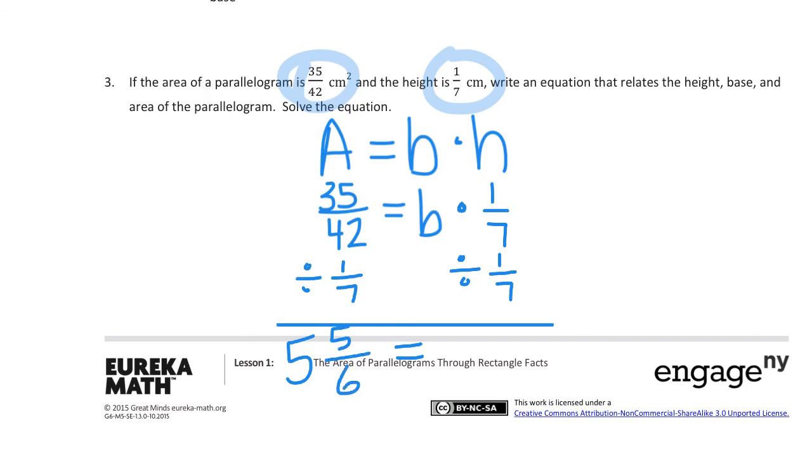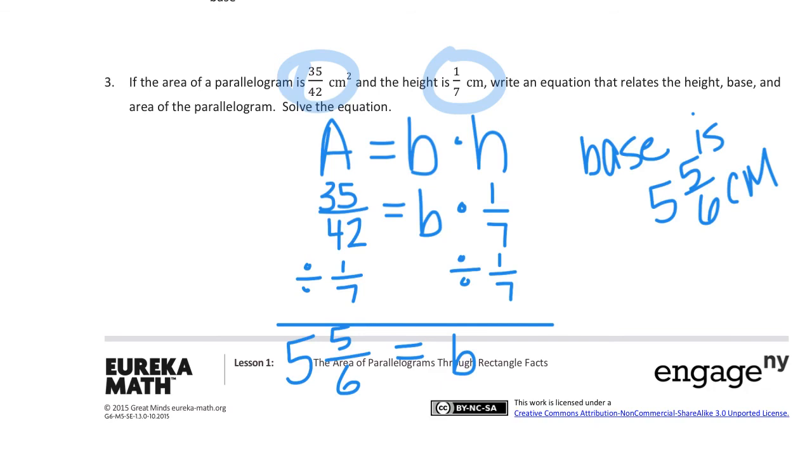And then on the right side, we're left with the base. Now, the label for our base is centimeters. It's a linear measurement, and it's not the area, it's the measurement of one of the sides. So the base is 5 5/6 centimeters. Okay. When you're working on your problem set, you may use your calculator. Watch carefully which numbers you should use.